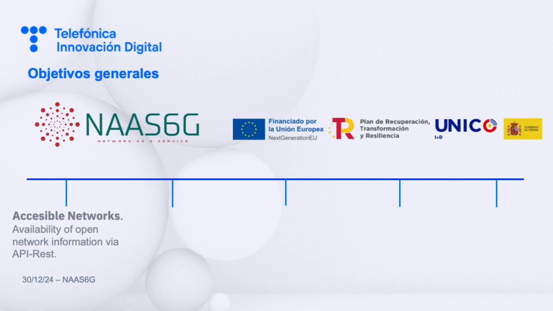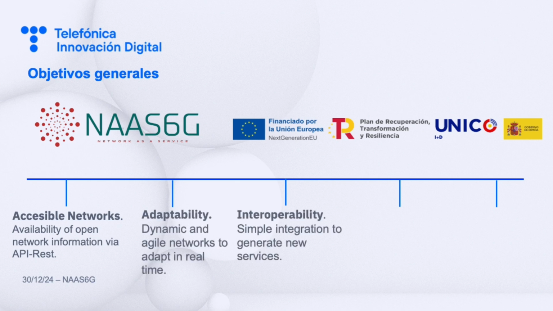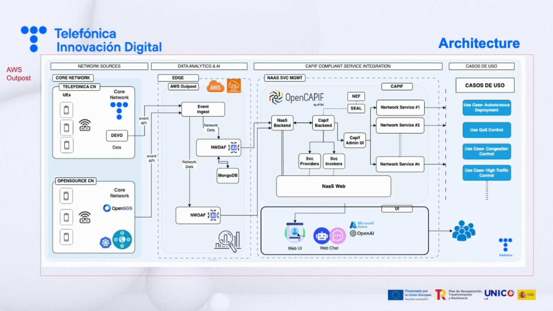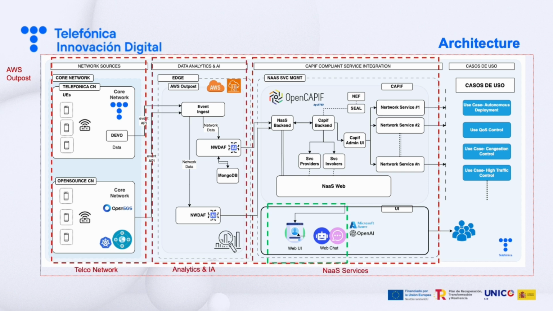the demonstration. NOS 6G is an R&D project of the UNICO 5G program, with European funds, that explores new capabilities such as network accessibility, adaptability for real-time dynamic adjustments, interoperability to facilitate the integration of new services, as well as efficiency in resource usage and resilience through automated AI-based management.